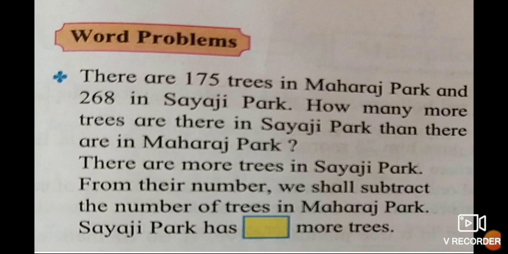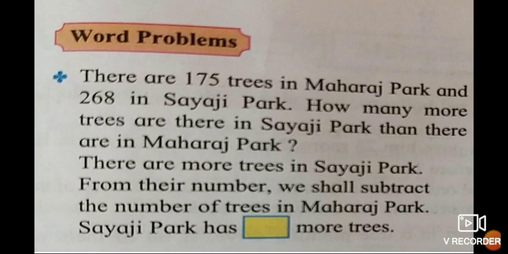Here we have our sum. This is the sum which is solved for you. So you have to watch it carefully, see how we have to do the sum. The question here is, there are 175 trees in Maharaj Park and 268 in Sayaji Park. How many more trees are there in Sayaji Park than there are in Maharaj Park?